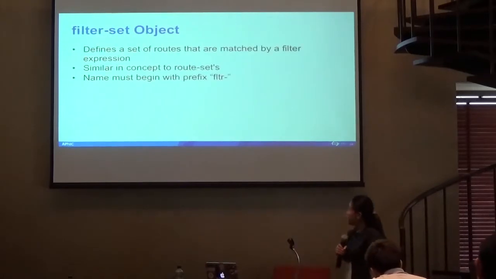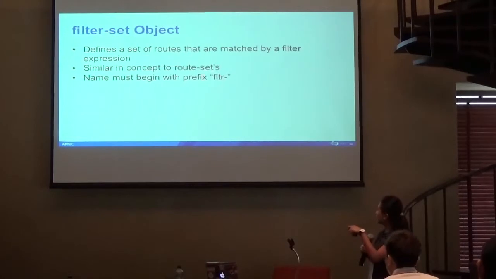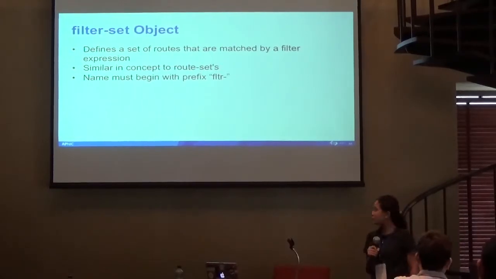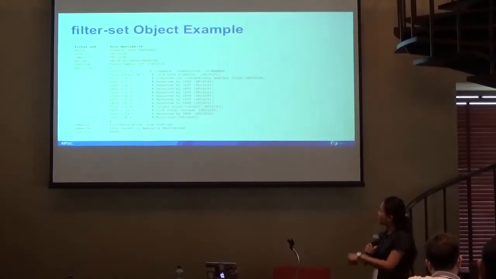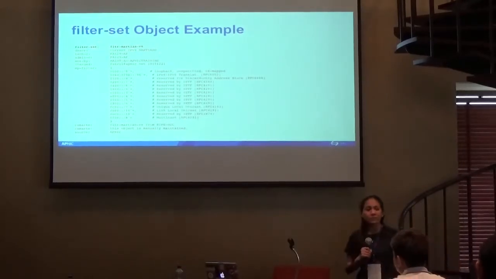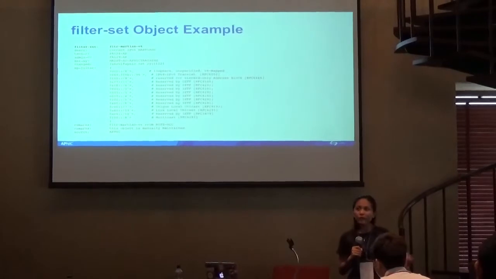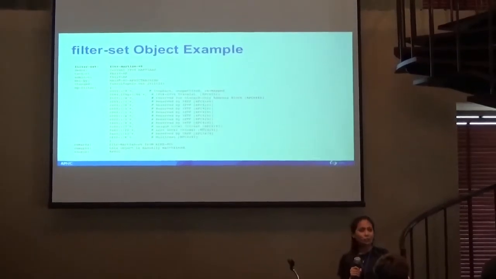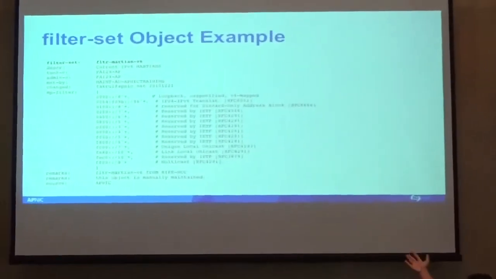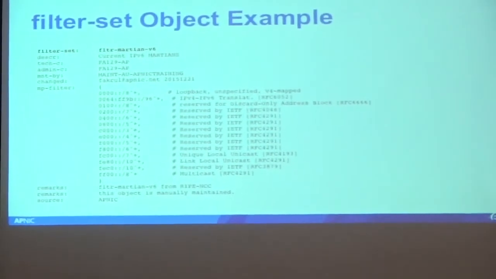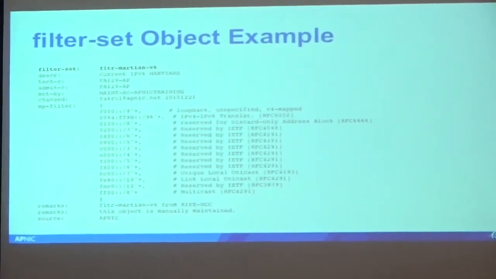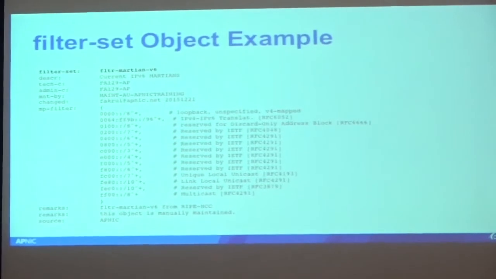Another one is the filter-set object. Anything that has FLTR dash at the beginning. An example is this. It's a very good example: FLTR-MARTIAN-V6. You can actually create an object. Say in this example, what are we trying to do? We're trying to filter out all prefixes that are Martians.